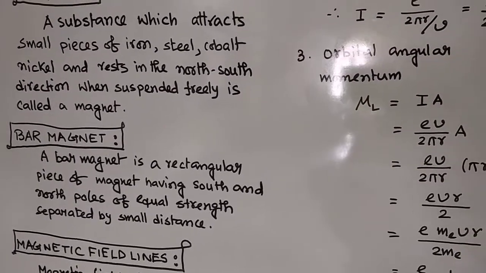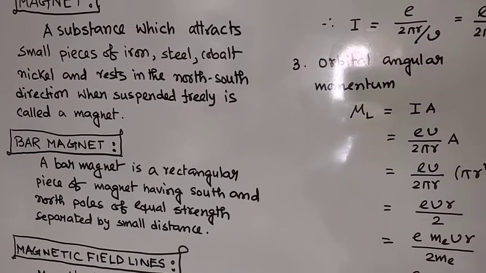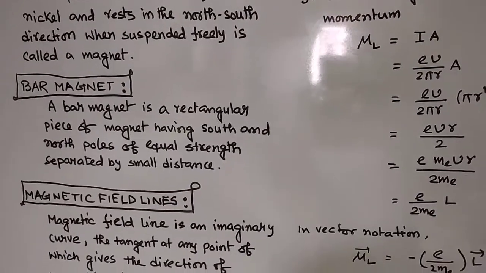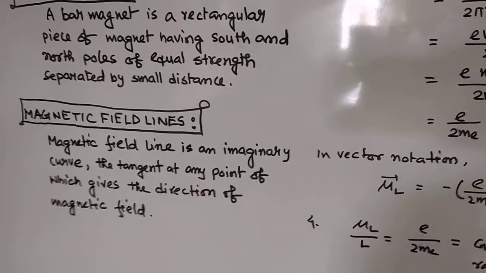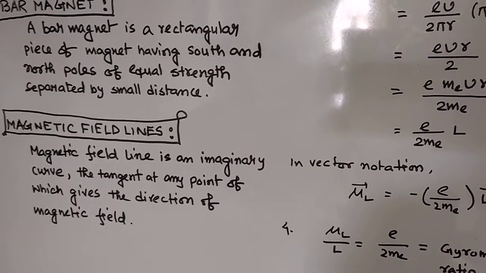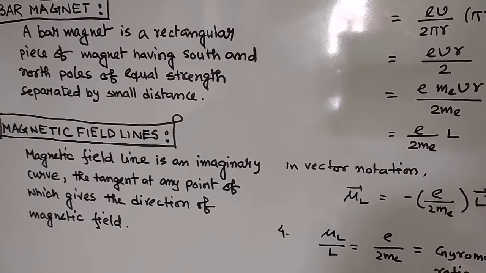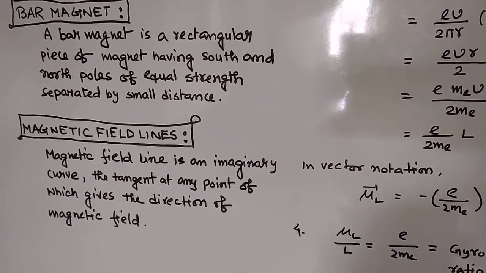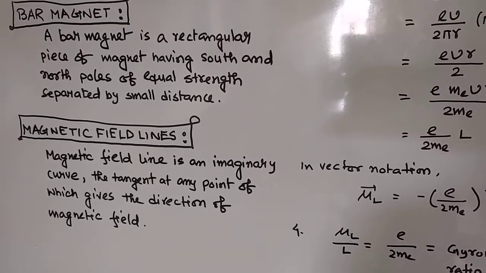So a bar magnet or any magnet always has 2 poles. A monopole is not possible. So it is a dipole, where one is north and another is south. Now to define the magnetic field, you have to go for this term, magnetic field lines. Let me read out what we have written: a magnetic field line is an imaginary curve, the tangent at any point of which is the direction of the magnetic field. We will discuss the properties of magnetic field lines in the coming class.